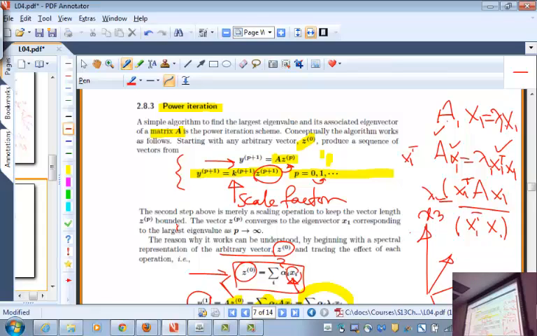Yeah, K is actually the norm of the vector. I think that K is actually the norm of the vector. You can use the norm, yeah.